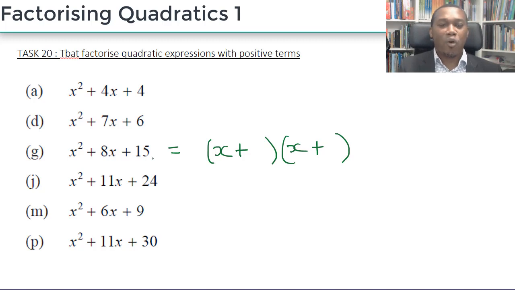That's your format for all, what I've put in G. But what are the missing numbers? What do you multiply, and for the case of G, what do you multiply to get 15? And when you add them, two numbers, you get 8. I multiply, I get 15. I add, I get 8. What are the two numbers? That's what you're looking for. Off you go to do this exercise.